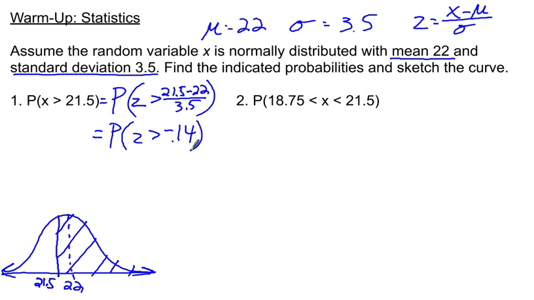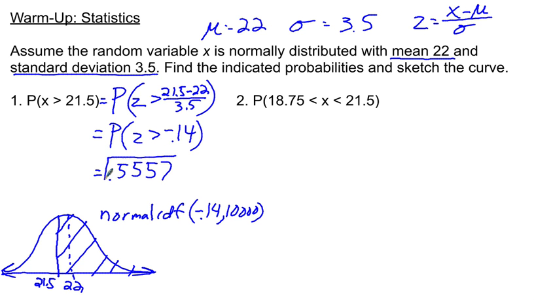So to find this probability, we can just go to the calculator and enter our values in, normal CDF. Since it's greater than, we want negative 0.14, comma 10,000, and that gives us 0.5557.